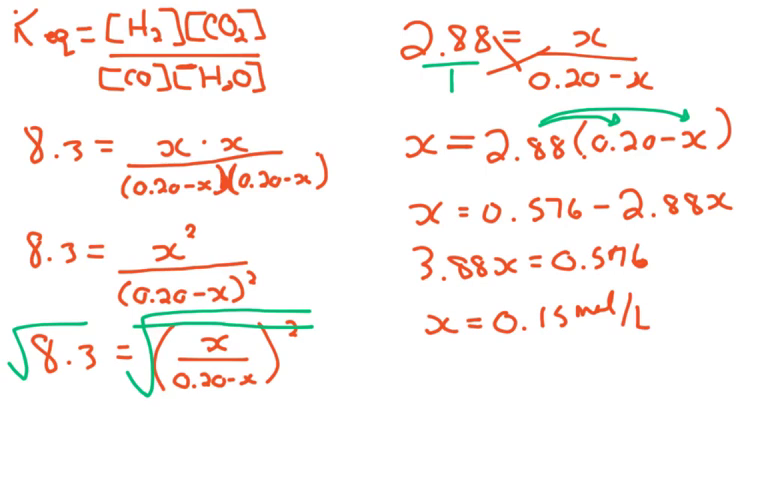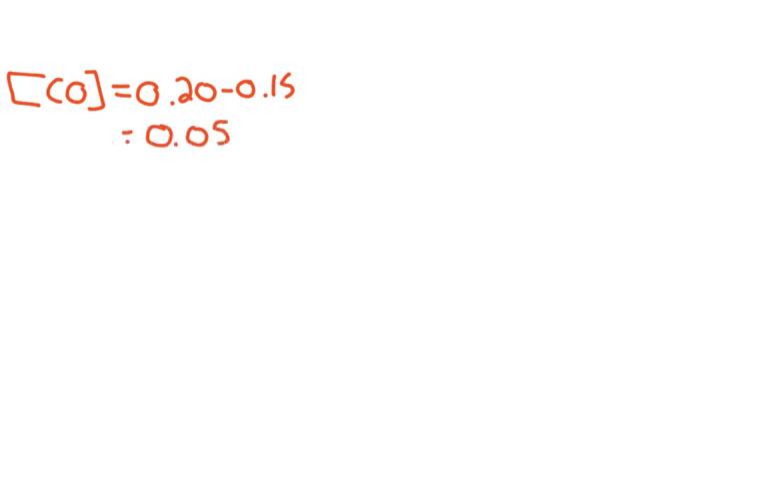This is not the final answer. This is the change in concentration of each substance. So to find the equilibrium concentration, we just need to take the initials, combine the changes with it, and we will have the equilibrium concentration. So, concentration of carbon monoxide at equilibrium was 0.20 minus x, so 0.20 minus 0.15 would equal 0.05 moles per liter.